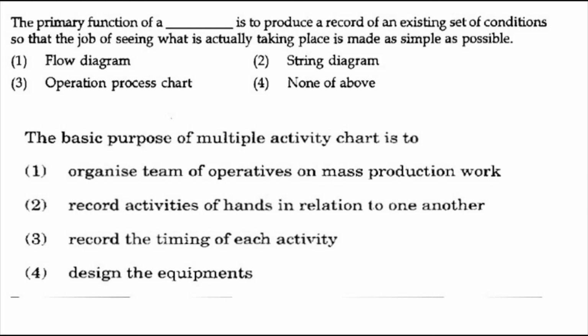So the options are: organize a team of operatives on mass production work, record activities of hands in relation to one another, record the timing of each activity, and design the equipment. So if you see the other three options, second is recording activities of hands. So it is a right hand and left hand type chart. Recording the timing of each activity is not part of the activity chart, and designing of the equipment is also not. So the first one, organize a team of operatives on mass production work, because in case of mass production only these two possibilities are possible.